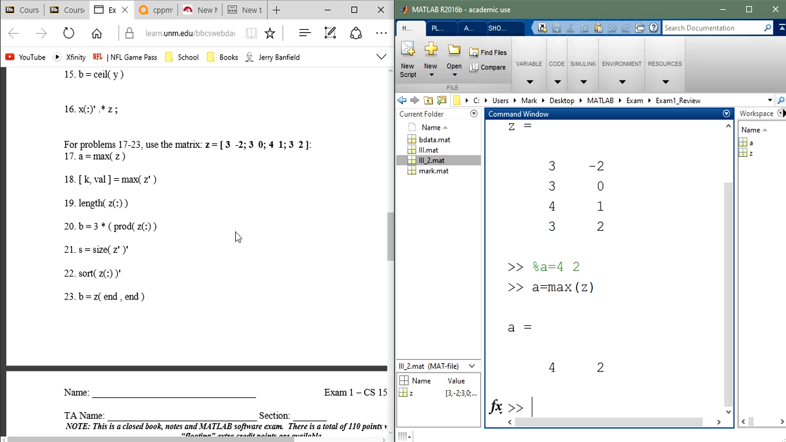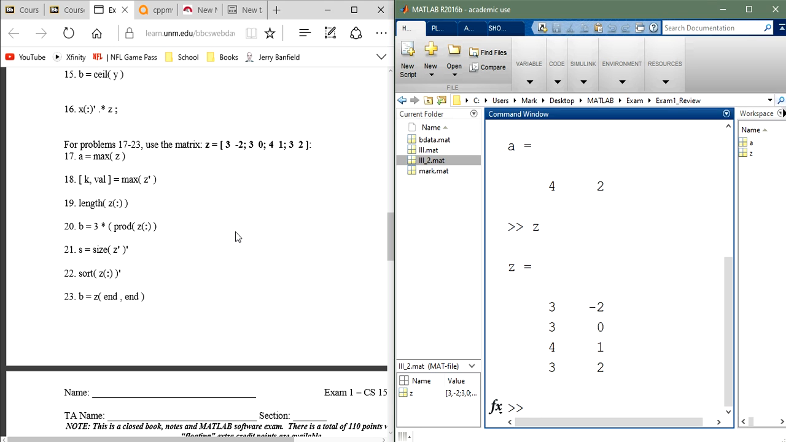I was right. That's good, because I didn't want to have to start this video over. Let's do max of Z prime. So here's Z, and we have to do Z prime. I'm going to write Z prime on my paper really quick. I'll pause the video, and then we can do it together.